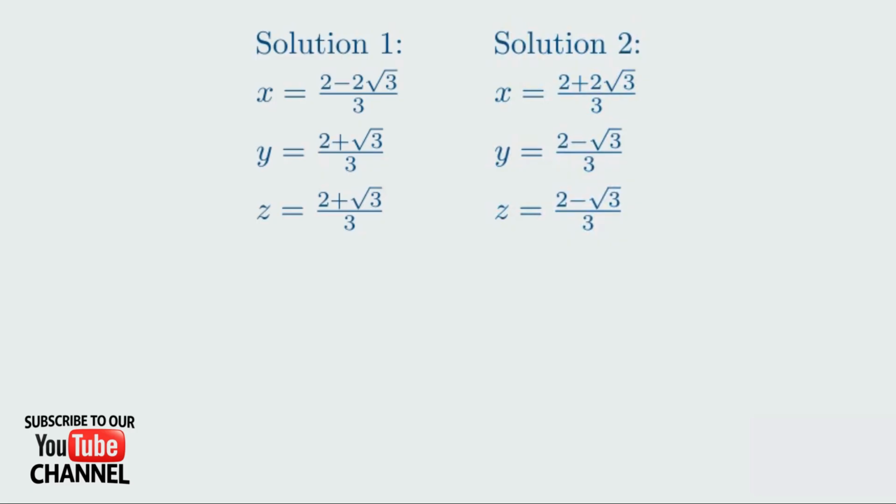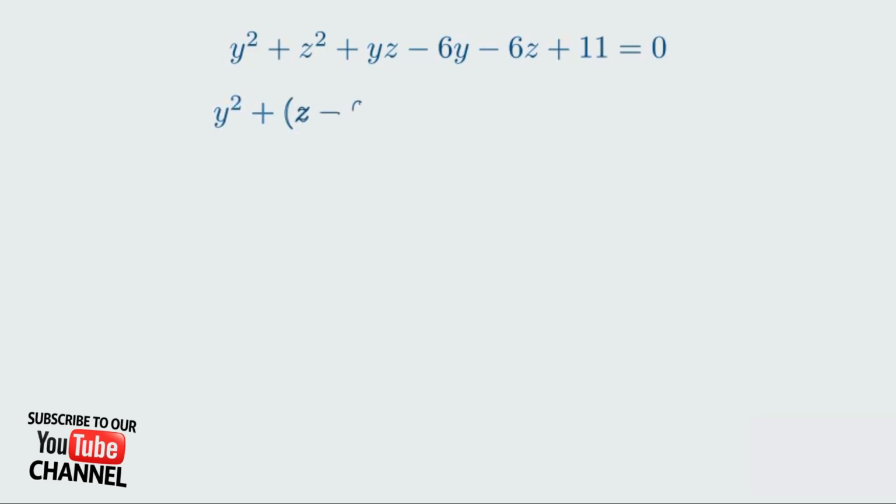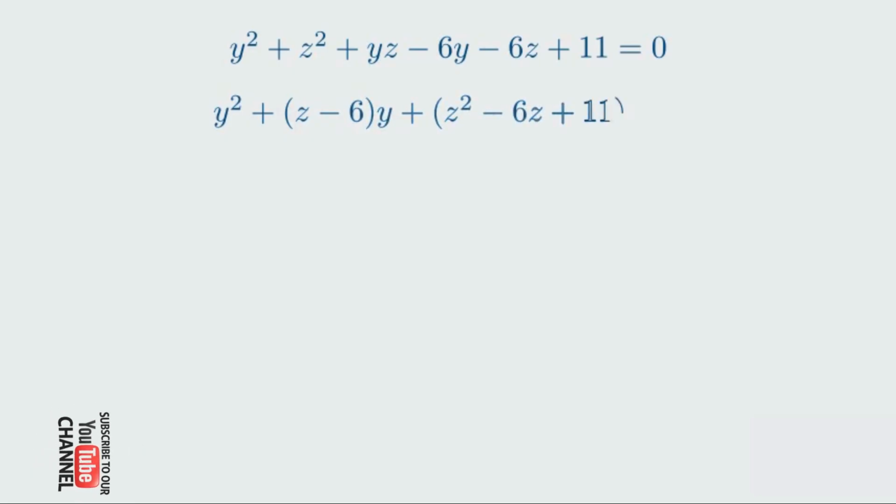Are there other solutions? Let's go back to our corrected equation in y and z. We have y squared plus z squared plus yz minus 6y minus 6z plus 11 equals 0. We can rewrite this in a more enlightening way by completing the square. Let's group the y squared, the yz, and the negative 6y. This is a quadratic in terms of y, where z is treated as a constant. For y to be a real number, this quadratic equation must have a non-negative discriminant.